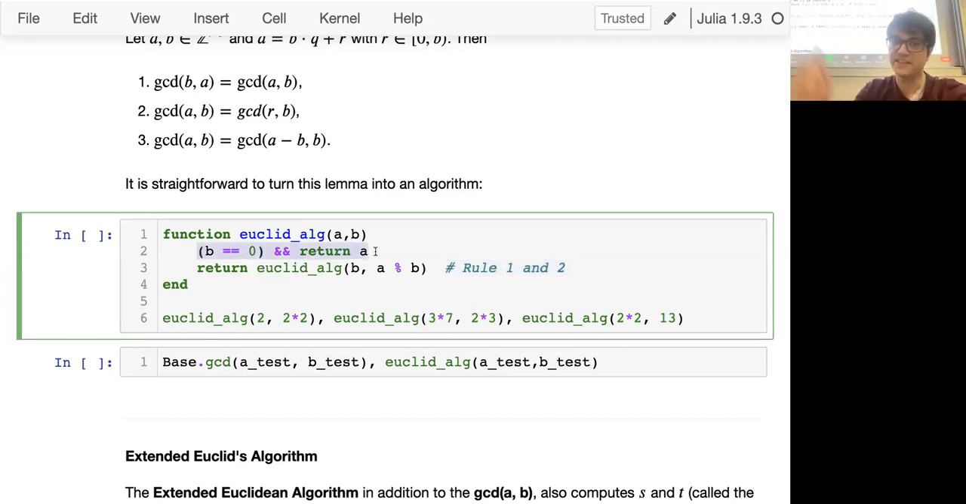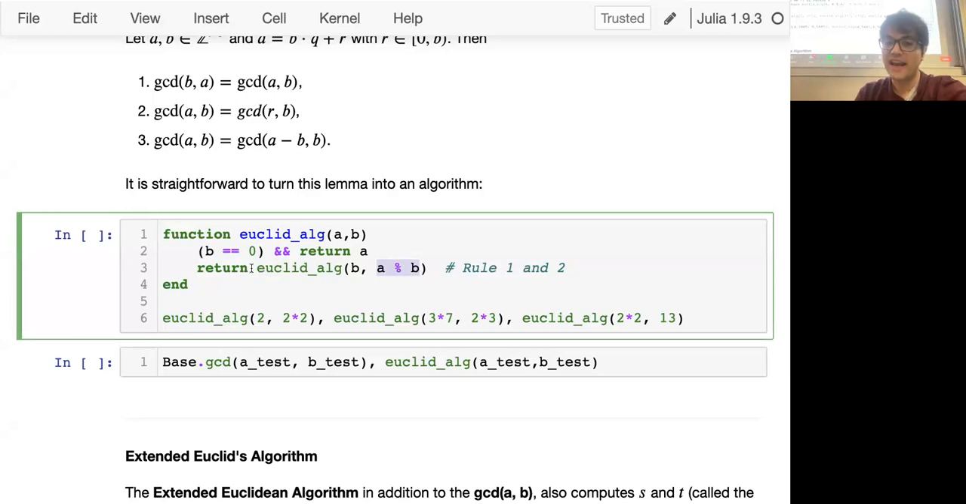Remember our fancy if statements, right? This says, if B is equal to 0, then go ahead and return A, right? This happens because of the short circuiting. Otherwise, call this algorithm again, permute the input, which is allowed by lemma 1, and then in the second position do A mod B, right? That is, find the remainder upon dividing A by B. And that's the Euclidean algorithm.